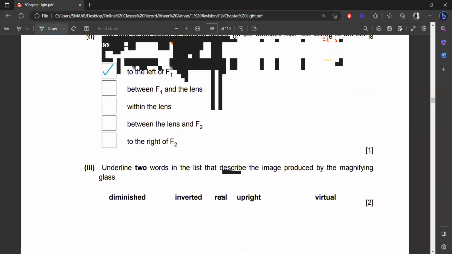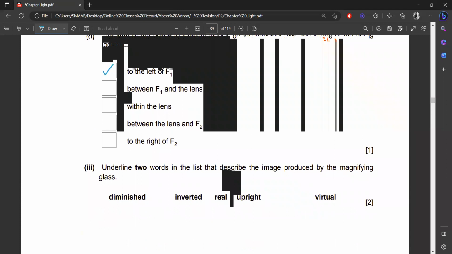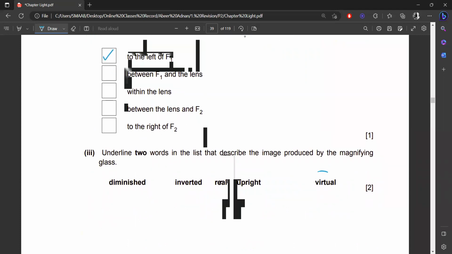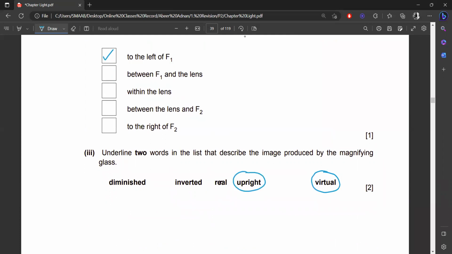Now they also ask about the properties. We know that the image is upright. Real, inverted, and diminished are not possible. The image is virtual, upright, and magnified.